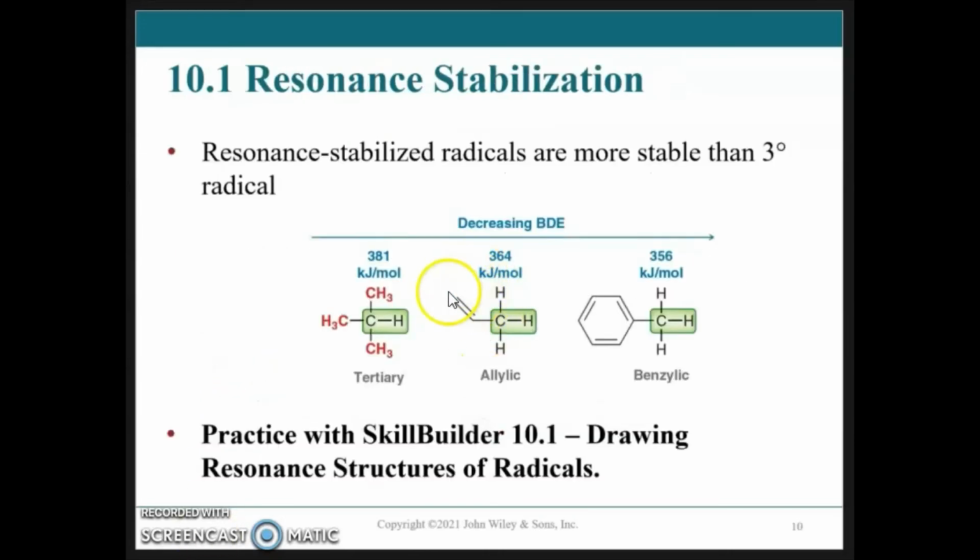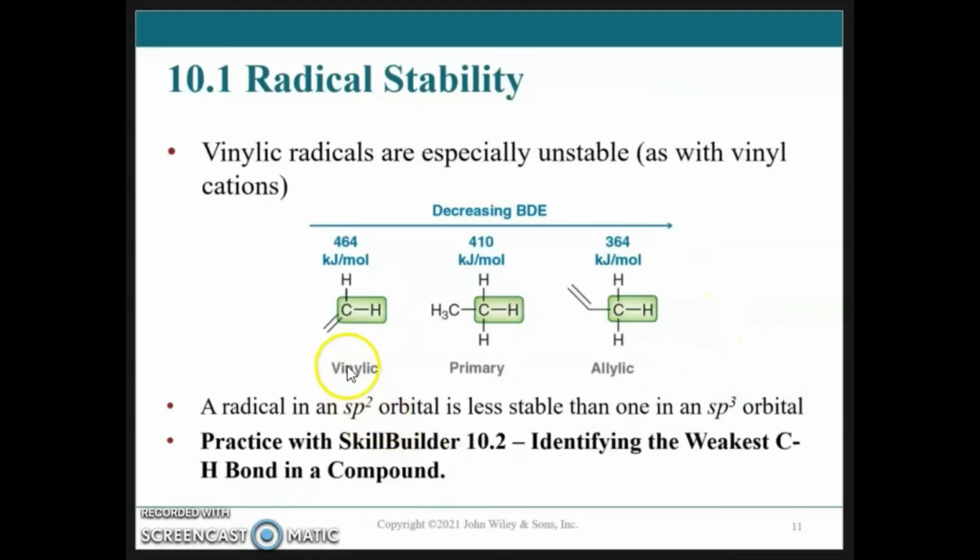And then reiterating, this additional resonance stabilization results in a lower bond dissociation energy for the allylic and even lower for the benzylic radical. The vinylic radicals are going to be less stable than primary radicals and significantly less stable than the allylic radical. Similarly, the aryl radical will be among the least stable free radicals. So these trends are essentially the same as what we observe for carbocations.